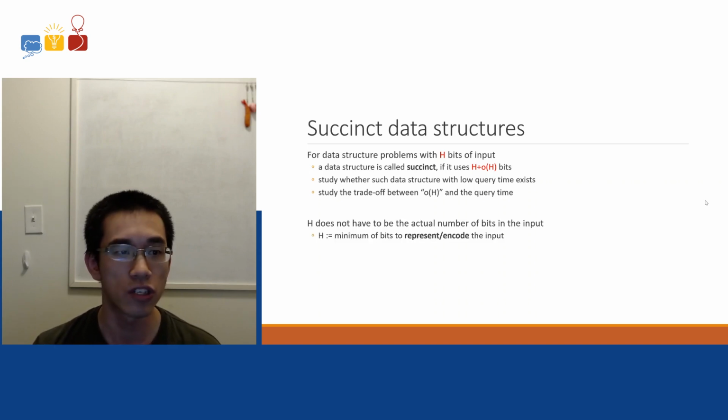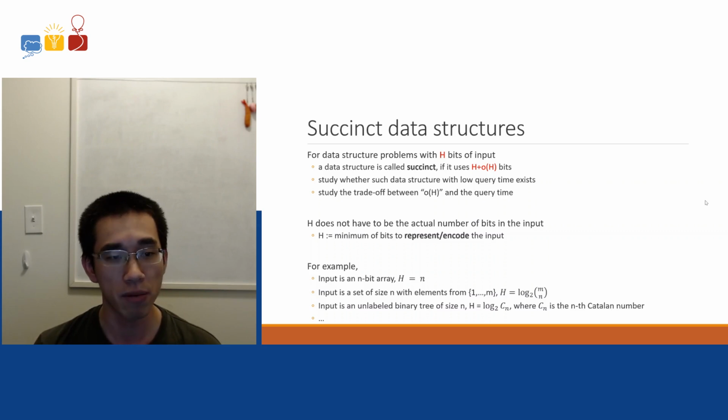So it's important to notice that h here doesn't have to be the actual number of bits in the input. Instead, h is defined to be the minimum number of bits necessary to represent or to encode the input. Let me give you a few examples. For example, when the input is an n-bit array, I guess it's clear that this h, the minimum bits required to represent the input, is n.